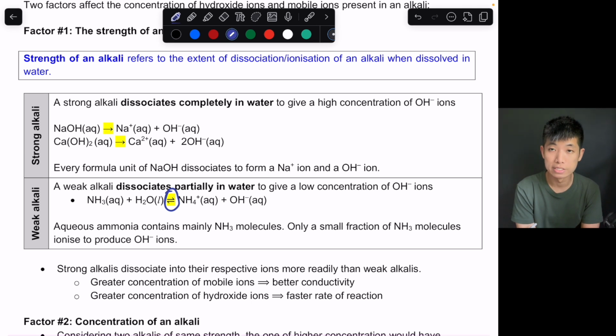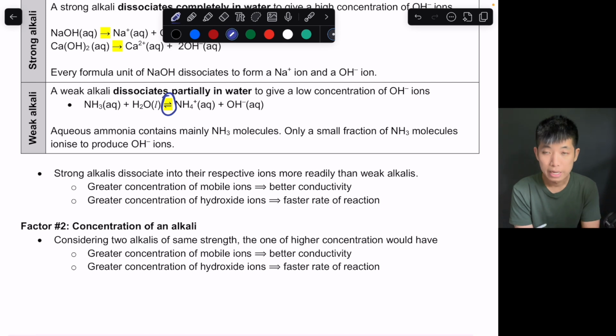If you were to look at a solution of aqueous ammonia, most of it will be ammonia molecules, and a small proportion of them exist as NH4 plus and OH minus. In older textbooks, they may refer to aqueous ammonia as ammonium hydroxide, but in Singapore, we use the term aqueous ammonia instead. Like acids, how concentrated an alkali is would affect the concentration of OH minus as well as the mobile ions. Both of these affect the electrical conductivity as well as the rate of a reaction.